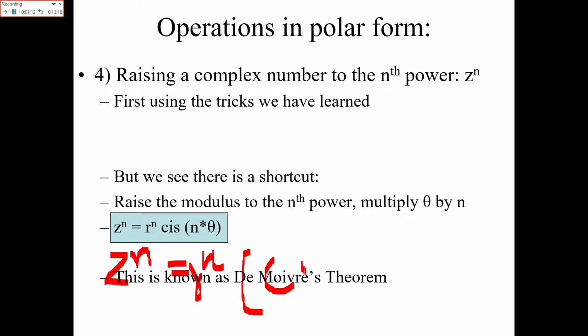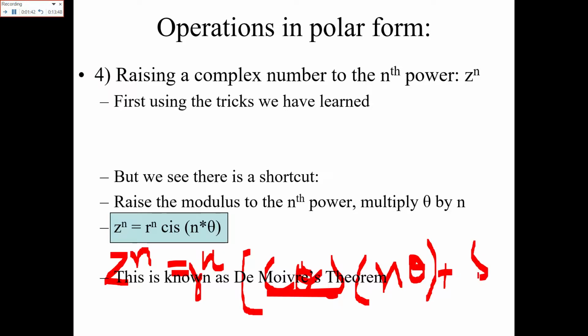Again the mouse has been stuck, sorry for the inconvenience in the lecture. So you can write it as r raised to the power n cos n theta, cos n multiplied by theta, not raised to the power. I will show you: cos n theta plus sin n theta. So this is De Moivre's theorem.